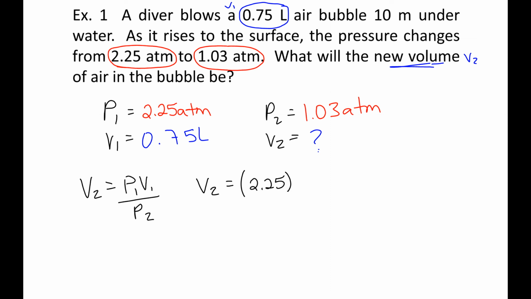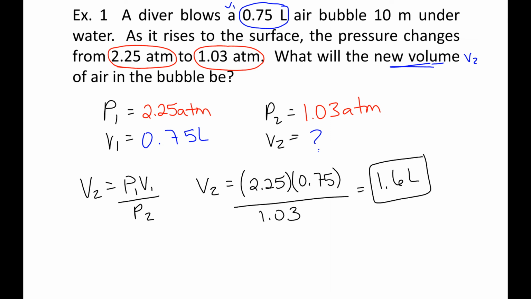There's your P1. Your V1 is 0.75. And your P2 is 1.03. Okay? And it becomes 1.6 liters. So your answer is 1.6 liters. Now, why do I only have 2 sig figs when a couple of my numbers have 3 sig figs? Remember, it's the one with the smallest.